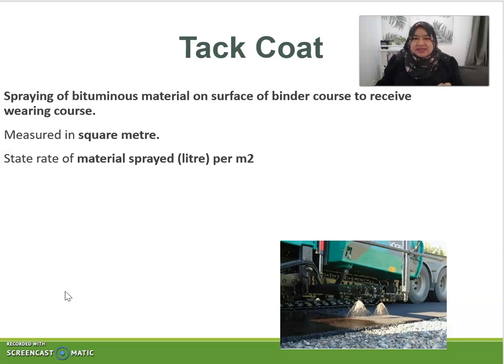And lastly is the tack coat. It's an act of spraying, again, bituminous material on the surface of this binder course to receive a wearing course, and it will be measured in meter square, and it should mention the material spray per liter per meter square, right?